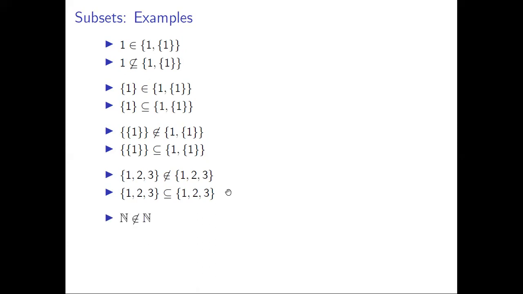Next, the set of natural numbers is not an element of the set of natural numbers. The set of natural numbers is a subset of the set of natural numbers. The empty set is not an element of the natural numbers because the empty set is a set. It's not a number. It's not a natural number, certainly. It's not a number at all. However, the empty set is a subset of the natural numbers, right? Because the empty set is a subset of every set.